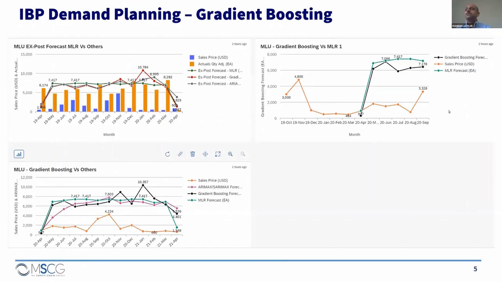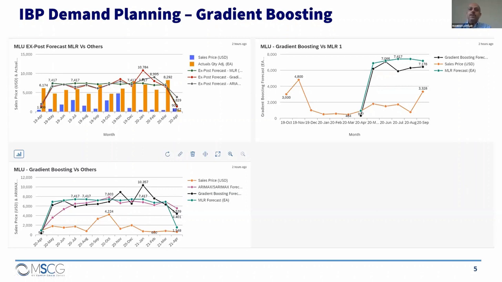Okay, this next chart is talking about the comparison between gradient boosting versus MLR. And if you look at the orange line, it's the sales price. It's quite fluctuating. And if you look at the gradient boosting output, the forecast, the way it was generated, wherever you have a lower sales price, you have a high forecast. So this is for the future horizon, for maybe the next 24 months.